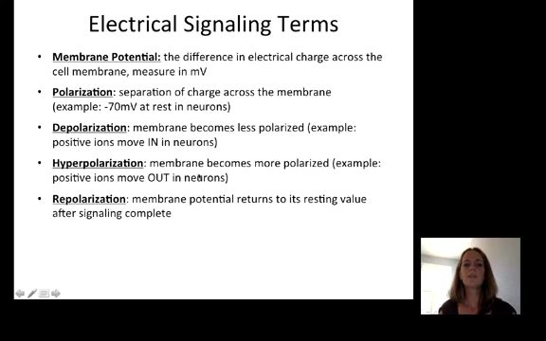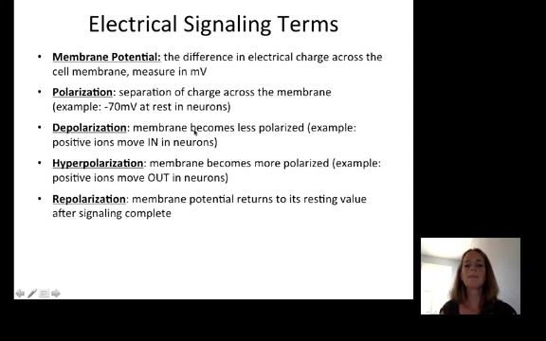Okay, so let's make sure you guys feel good about these electrical signaling terms. The membrane potential is the difference in electrical charge across the membrane. We're going to subtract the outside from the inside, or in other words, we're going to do the inside of the cell relative to the outside, and we will measure that in millivolts, or 1/1000th of an electrical volt. If there is separation of charge across the membrane, that's called polarization. The membrane is polarized. For example, -70 millivolts at rest in neurons.